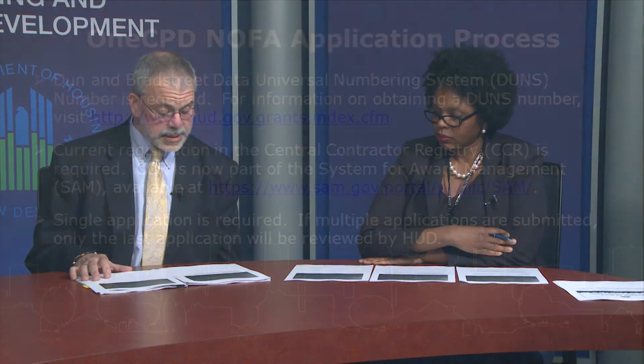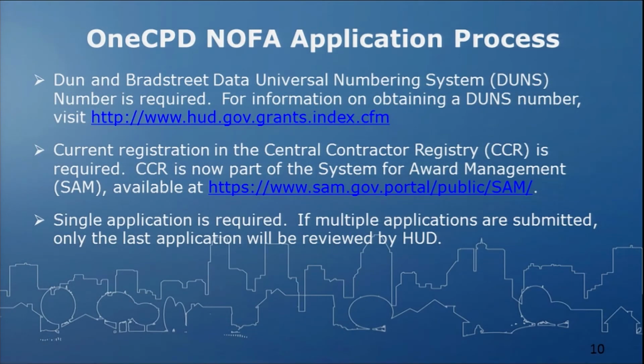Another requirement for the application process is every applicant must have a Dun & Bradstreet Data Universal Numbering System, a DUNS number. These are required. For information on obtaining a DUNS number, please refer to the hud.gov/grants/index website that's being posted there on the screen.